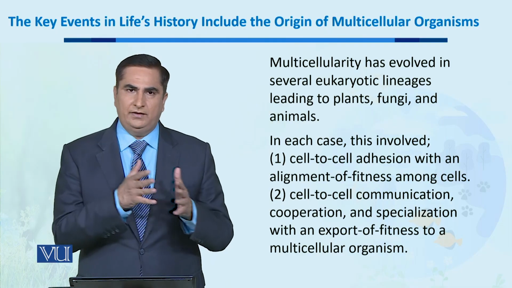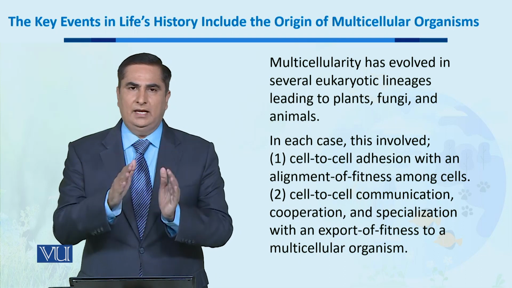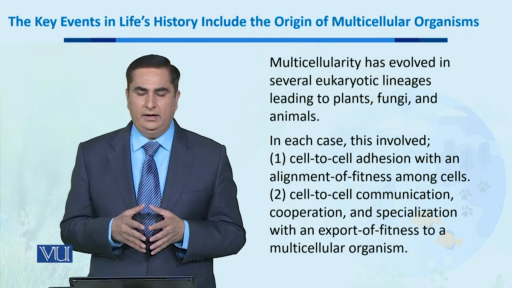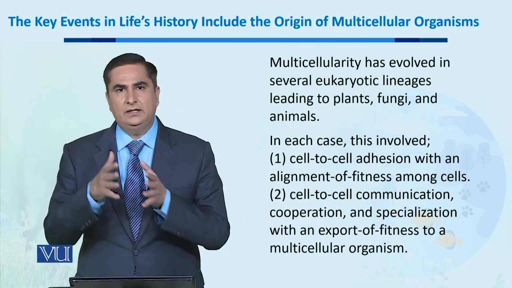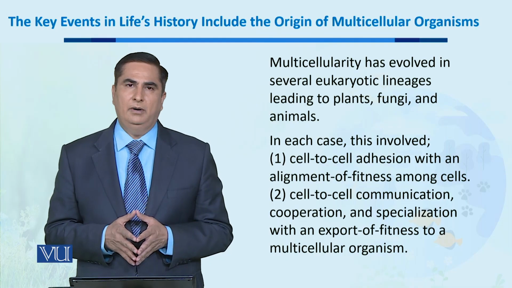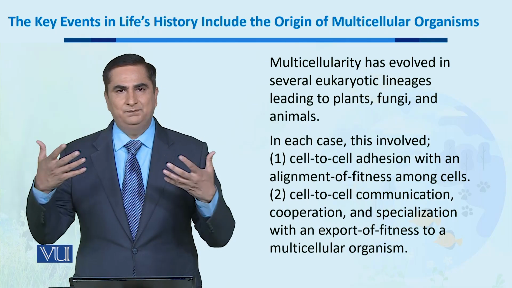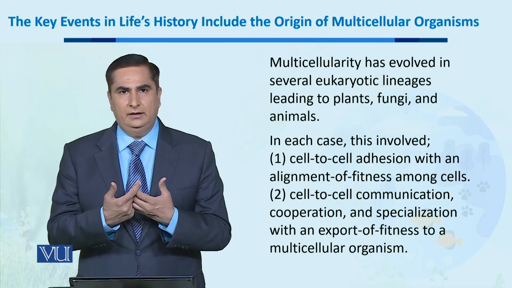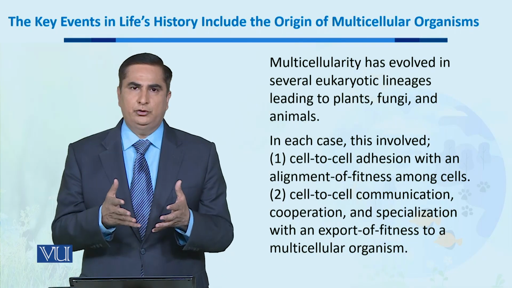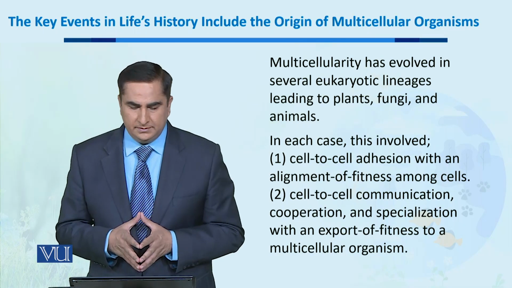Multicellularity has evolved in several eukaryotic lineages, including plants, fungi, as well as animals. In each of these cases, the steps of multicellularity involved: number one, first they had cell-to-cell adhesion with an alignment of fitness among cells. They came together and stuck to each other in such a way that every cell had an equal opportunity to utilize the available resources.